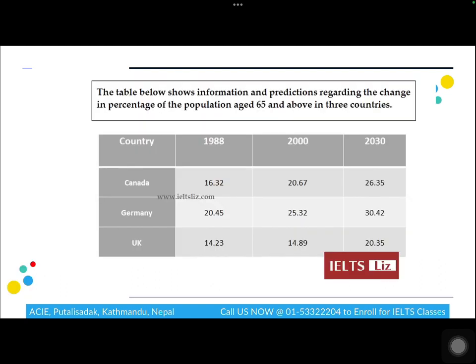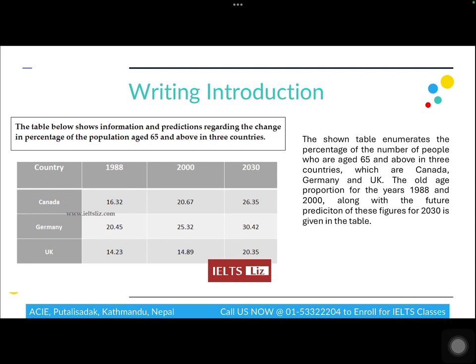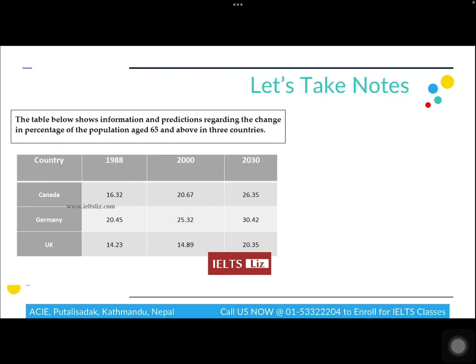Let us look at the table chart question for academic task 1. This is a sample for the table chart question, and the first thing that we are going to do again is make notes. Before that, let us try to read the question and understand the context of the question.